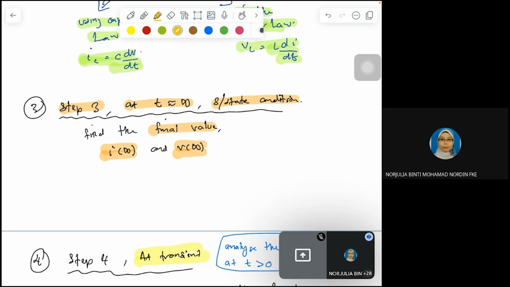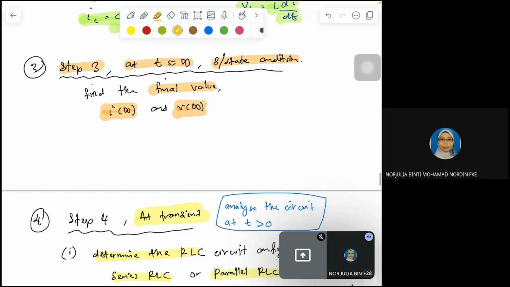And at this moment, you need to find your initial value of current and voltage. If you have a natural response circuit, your final value is equal to 0. But if you have a forced response or step response, you will have your final value of V and I.